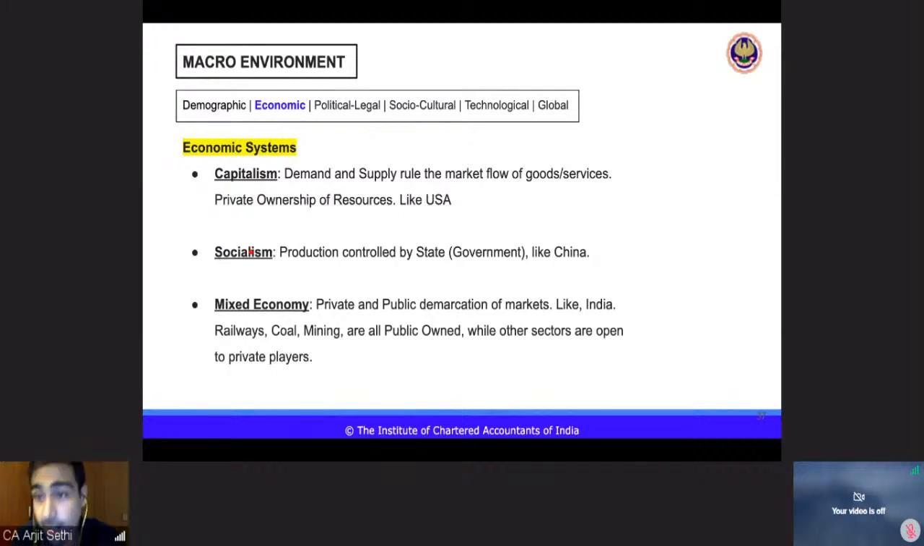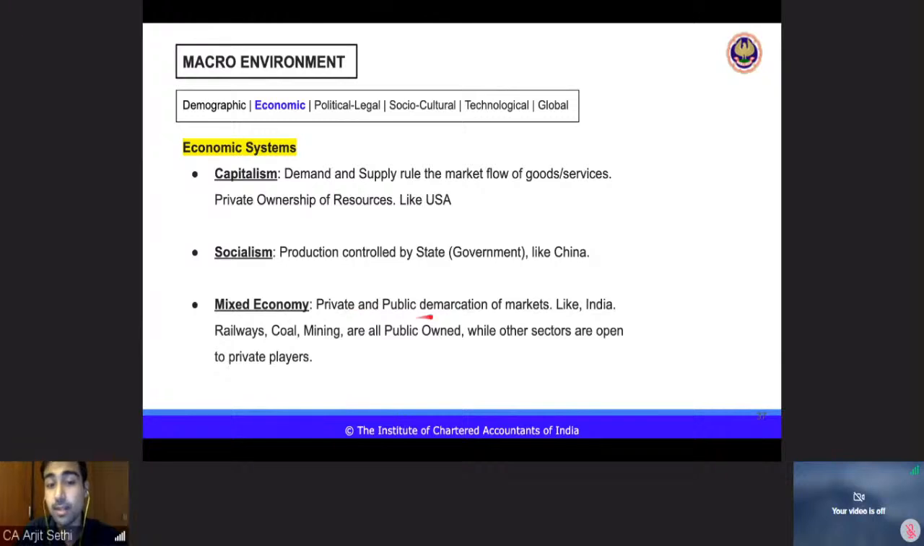Then comes India, right? So India is a mixed economy. We also have private companies. We also have public companies. Major components of the economy like coal or mining or railway are controlled by public, that is government, and the other businesses have been privatized. Private individuals own those businesses, right?